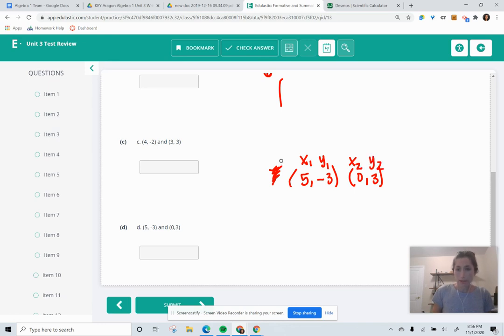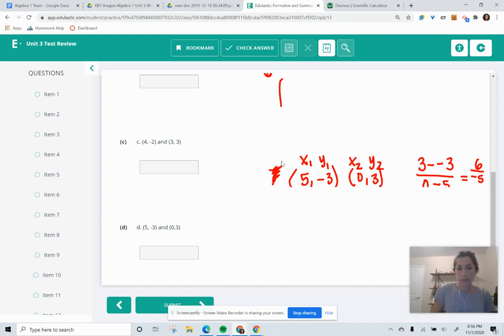Okay, so first thing, finding the slope. That would be 3 minus negative 3, y2 minus y1, and then 0 minus 5. So this is going to simplify to 6 over negative 5. And that is going to be negative 6 over 5.